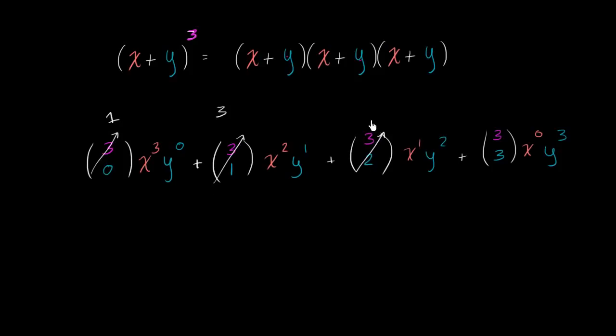When you apply the formula for n choose k, 3 choose 0 is 1, and this is 1.